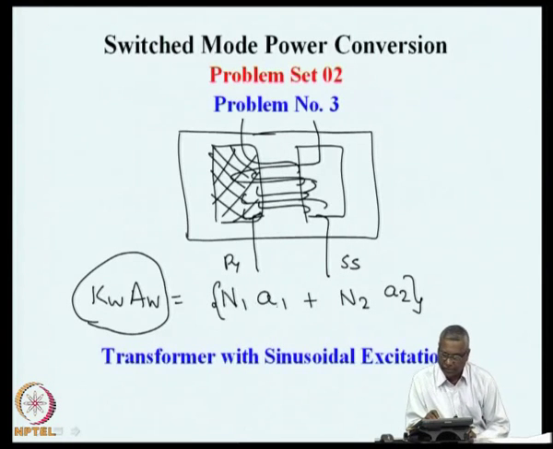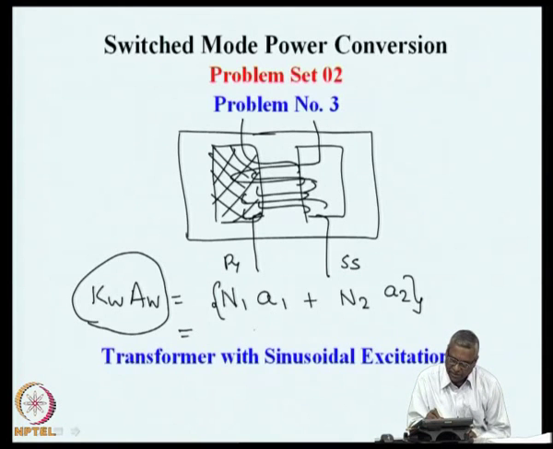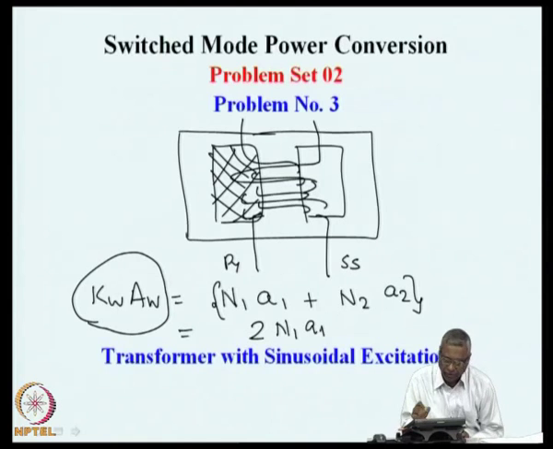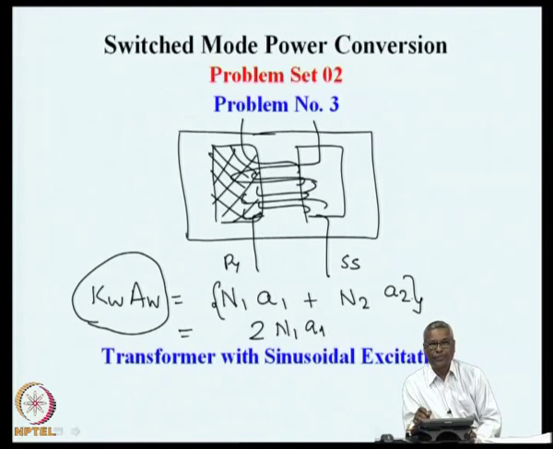We had also seen that the voltage ratio and the current ratio are related to the number of turns. So, this can be easily seen to be 2 times N1 A1, because the cross sectional area of the secondary will be smaller if the voltage is more, but in which case current will be less and the number of turns will be more.